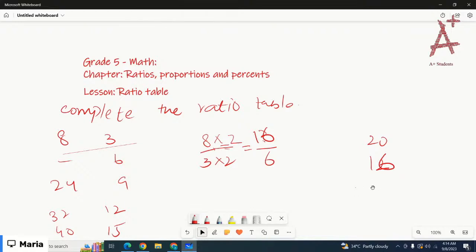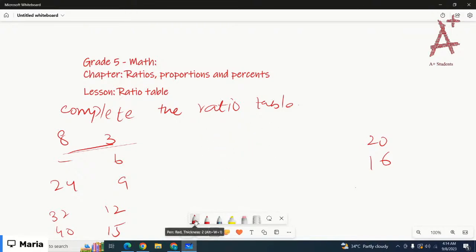Actually, I have written the wrong options, right? They should be 20 and 16. How do you find the missing value? That is important. Just listen to me carefully. Look at the very first line from the table. That is 8 ratio 3. Write 8 and 3 in the fractional form, that is 8 over 3.